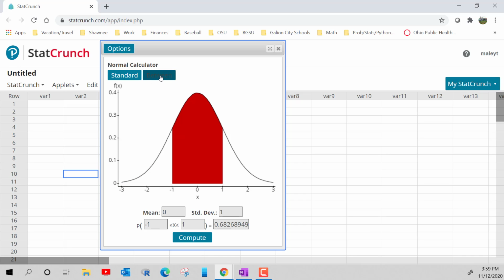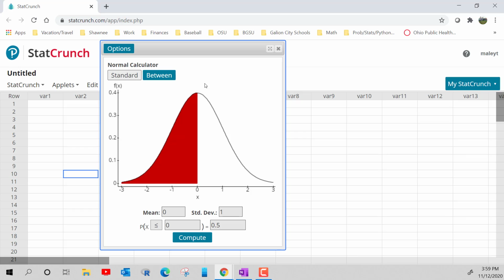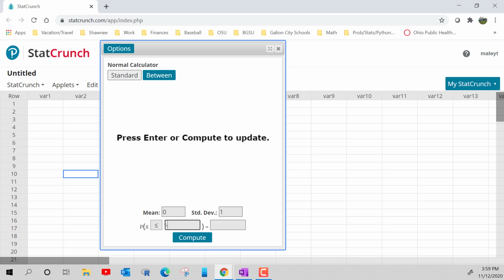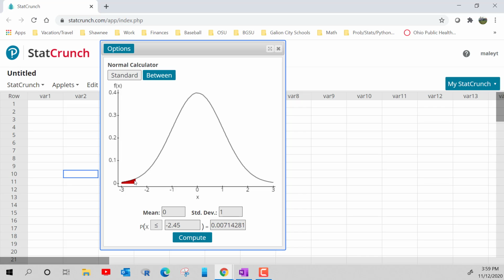Right, and I can also hit the between button if I'm between two values. Right, so it looks pretty similar. So for this, we're using z-scores, so the mean should be 0, the standard deviation is 1, and I'm wanting less than or equal to negative 2.45, right? And then I hit compute, and you can see here's the graph. We're finding that red area, and this value listed here is the actual area, right, or the probability.